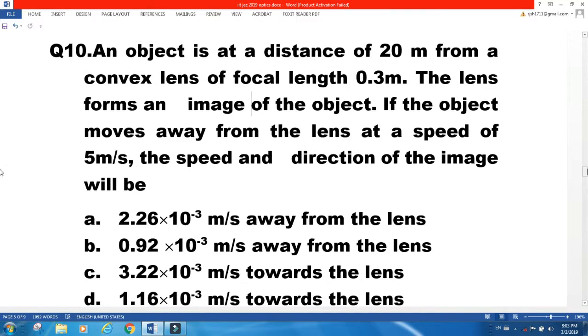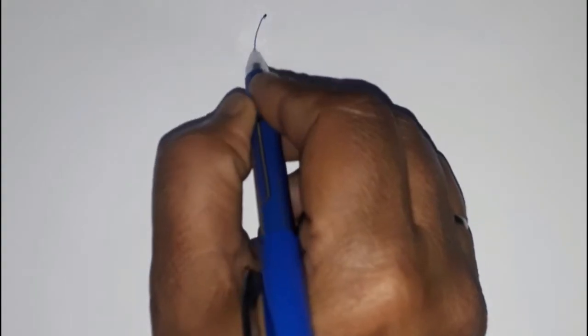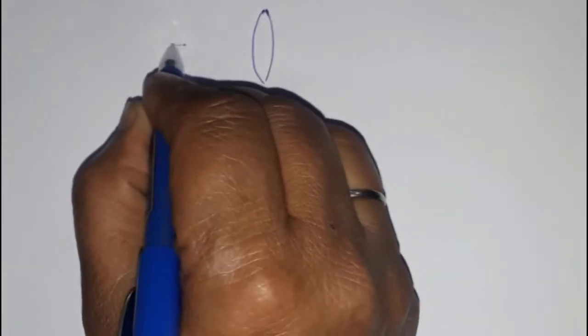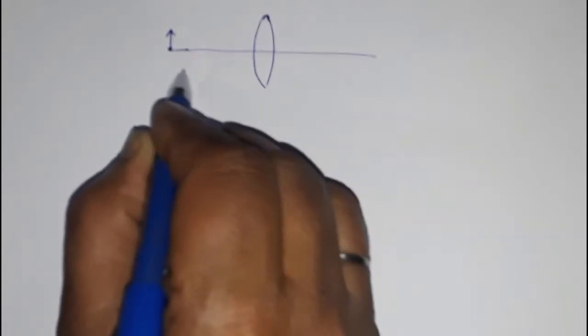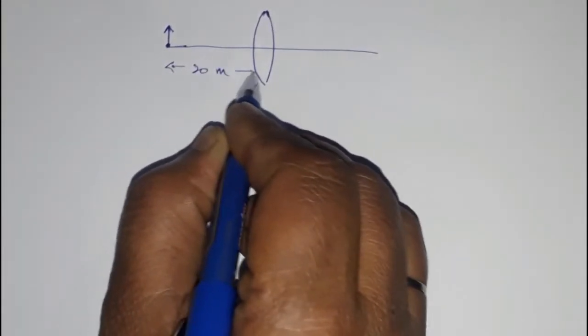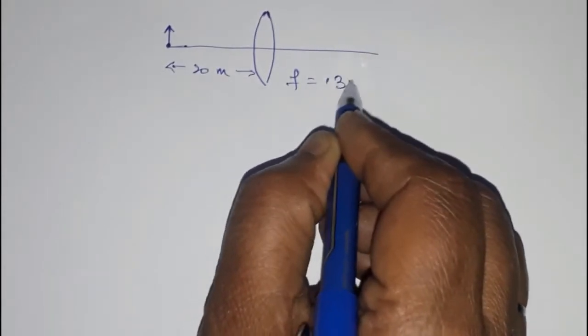Next question is, an object is at a distance of 20 meter from a convex lens of focal length 0.3 meter. The lens forms an image of the object. If the object moves away from the lens at a speed of 5 meter per second, the speed and direction of the image will be? First, let us draw a rough diagram. This is the lens. Consider this as an object at a distance of 20 meter from the lens. Focal length is 0.3 meter.